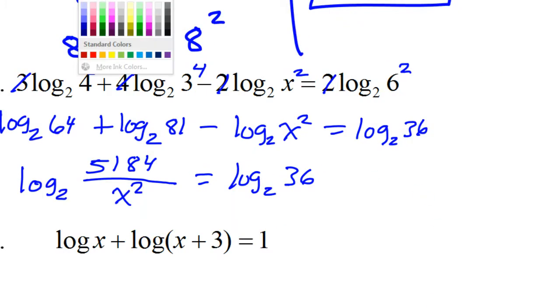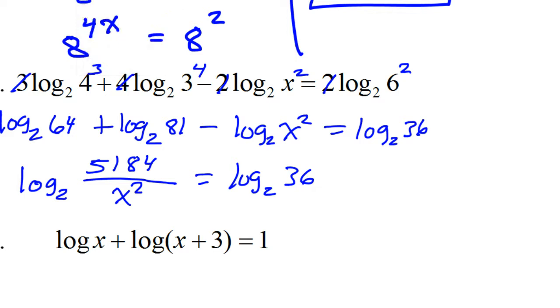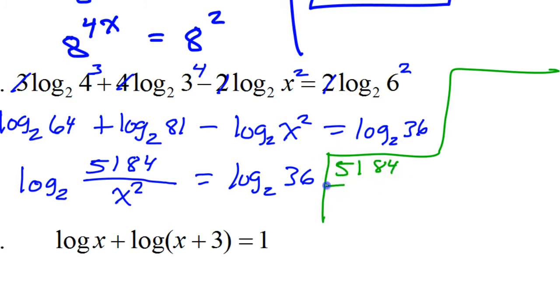Let me change colors though. I think I'll use green now. So making that logical jump, we have 5,184 over x squared must equal 36. All right, did I lose anyone on that step just then?